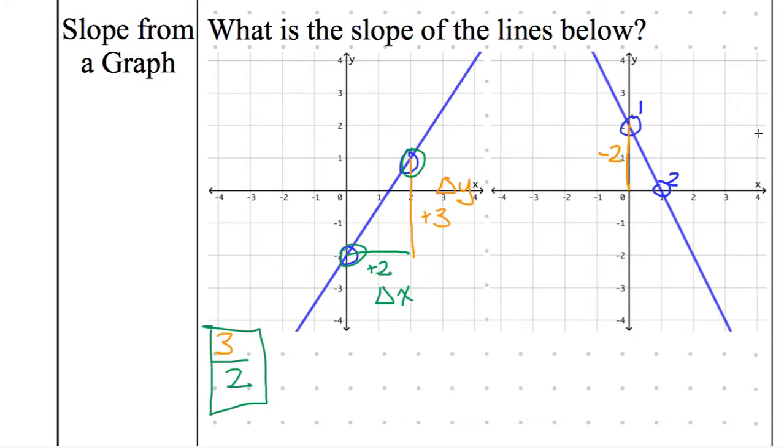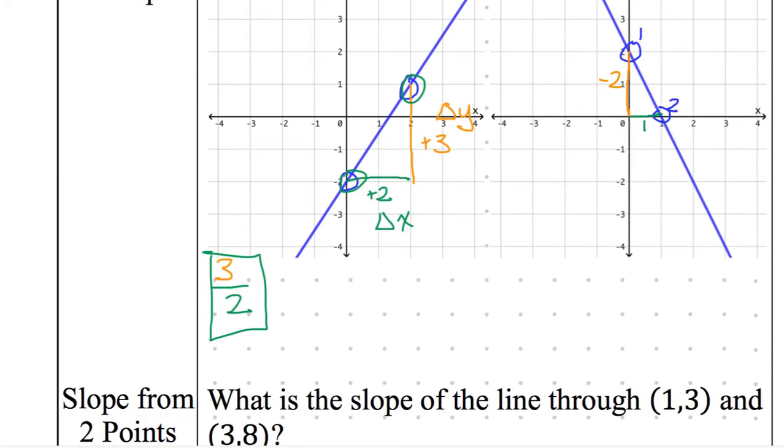Okay, and then how much did I move to the left and the right? Well, I went this direction. I went right 1, and that's a positive distance of 1. So again, I just make my fraction. My slope is equal to negative 2 over positive 1, and that is the answer.